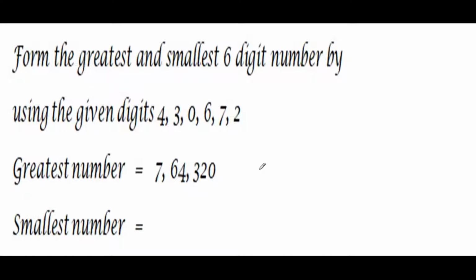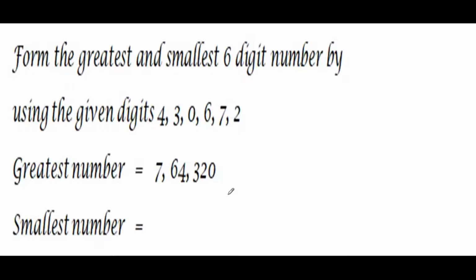Let's see another example. Form the greatest and the smallest 6-digit number by using the given digits 4, 3, 0, 6, 7, 2. We can form the greatest number by arranging from the greatest digit to the smallest. So it will be 7, 6, 4, 3, 2, 0. 7 lakh 64,320. Now, how to form the smallest number?